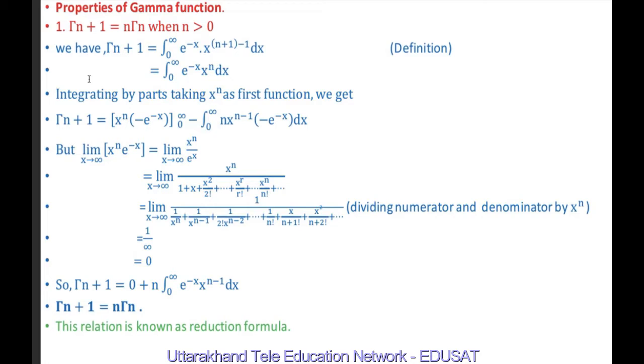Beta function is nothing but the definite integral from 0 to 1 of x raised to power m minus 1, 1 minus x raised to power n minus 1 dx. And gamma function is an improper integral from 0 to infinity e raised to power minus x, x raised to power n minus 1 dx. Here m and n are greater than 0. So today we will study some properties of gamma function and then relation with beta function.